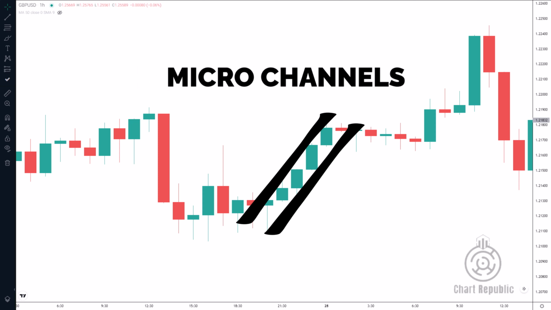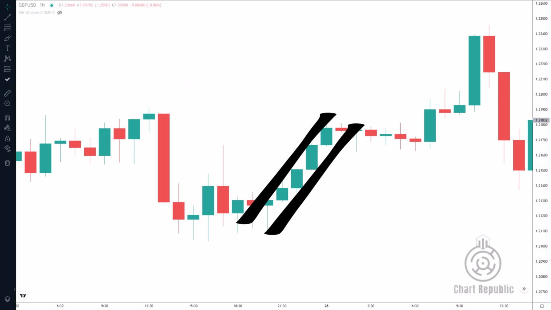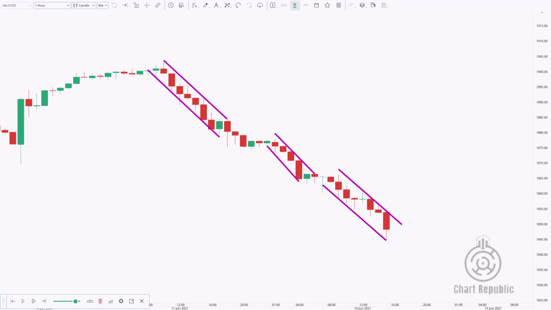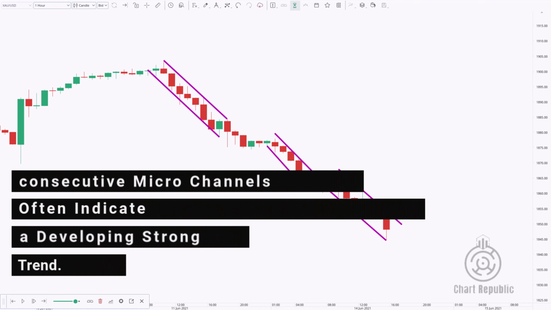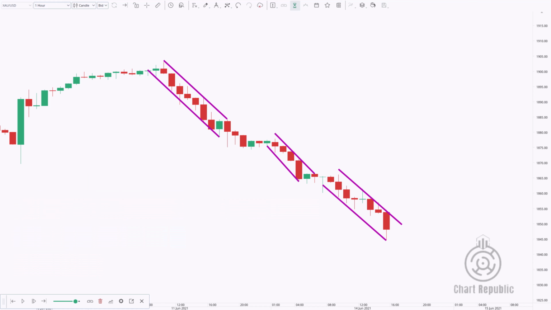Micro channels usually feature 3 to 10 candles. Personally, I've found that the ideal range often lies somewhere between those two thresholds. Some traders view micro channels as a sign of strength in a trend, but this isn't a strict rule. While it's true that consecutive micro channels can sometimes signal the start of a strong trend, in my experience they aren't particularly common in the markets.